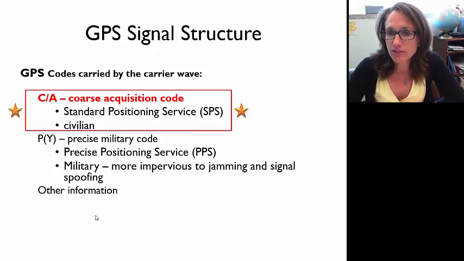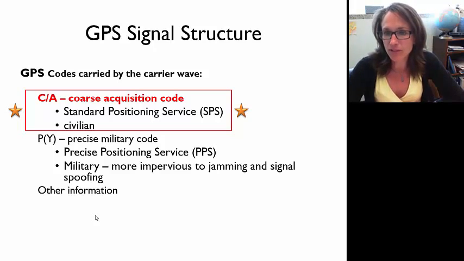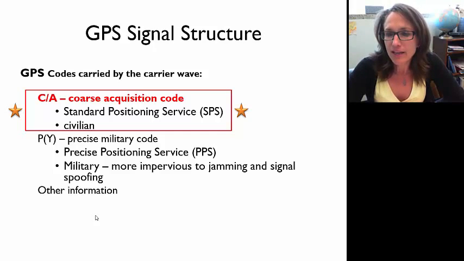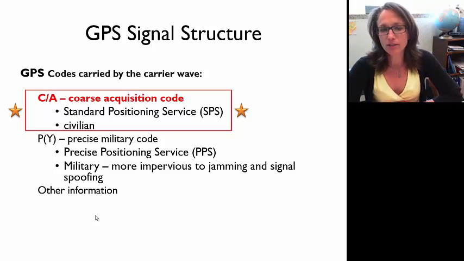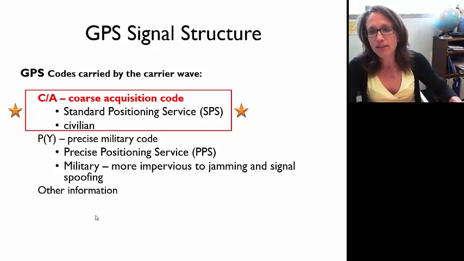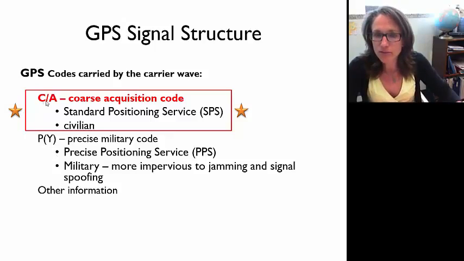Okay, so we understand that the GPS is transmitting a carrier wave. That's an electromagnetic wave. We understand where its frequency is. And we understand that it's being modulated to carry a code. So let's talk about the code that's actually carried by the carrier wave. And the code that we use is referred to as a coarse acquisition code, or CA code.